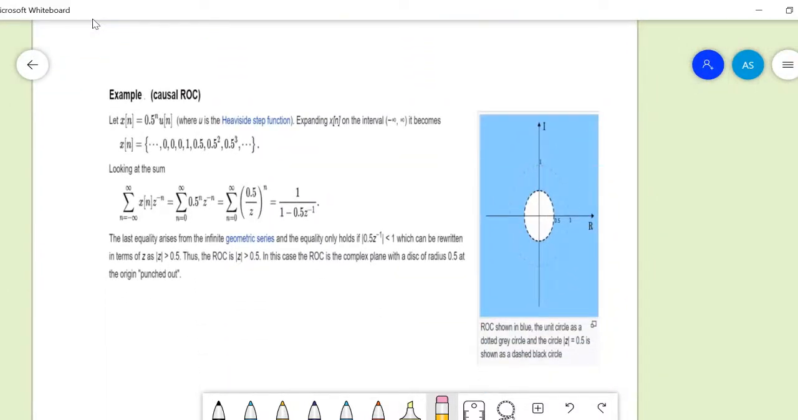In the second one, x of n equals 0.5 power n u of n, where u is the Heaviside step function. Expanding x of n in the interval minus infinity to plus infinity, it will become x of n equals 0, 1, 0.5, 0.5 whole square, 0.5 power 3, etc. By taking the sum, the value will be 1 by 1 minus 0.5 z power minus 1. The last equality arises from the infinite geometric series and the equality holds if modulus of 0.5 z power minus 1 is less than 1. So hence, the region of convergence is modulus of z greater than 0.5. In this case, the ROC is the complex plane with the disk of radius 0.5 at the origin punched out.